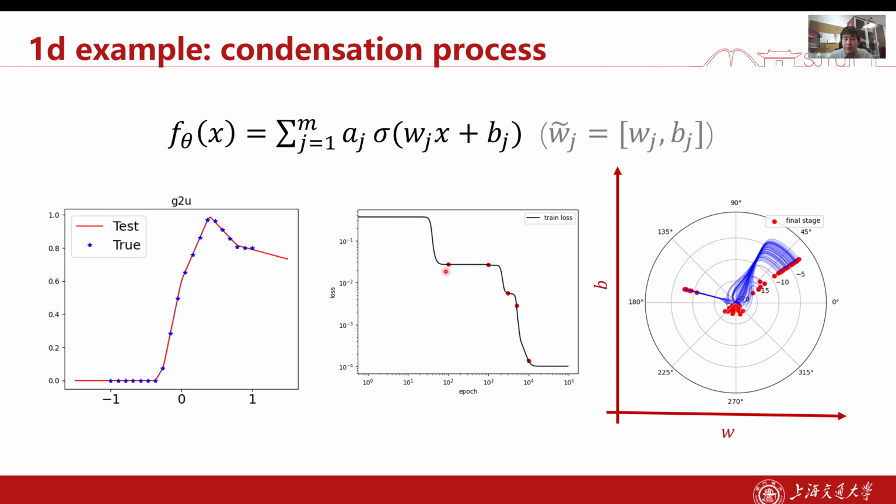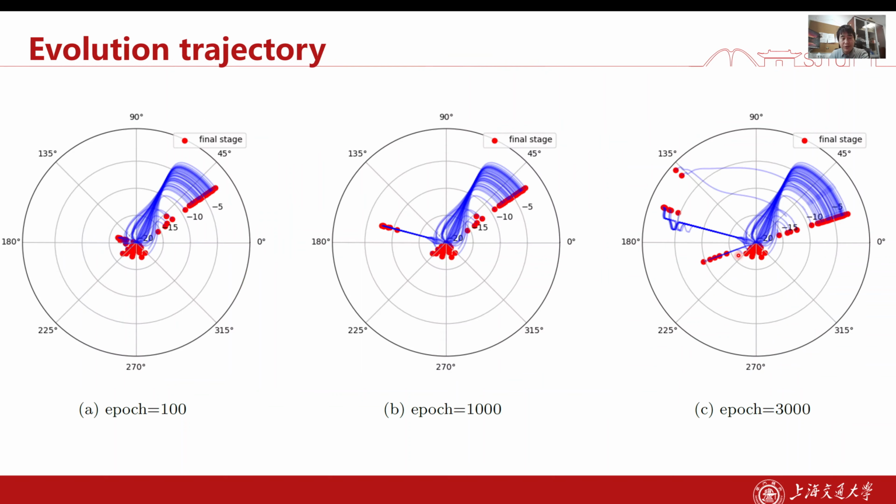So we pick several points during the training to see the weight distribution. Each point here is one neuron, meaning one index j, for example, W1 and B1. The x-axis is the value of the input weight, and the y-axis is the bias. This movie shows how these weights evolve during the training. Now let's take some snapshots.